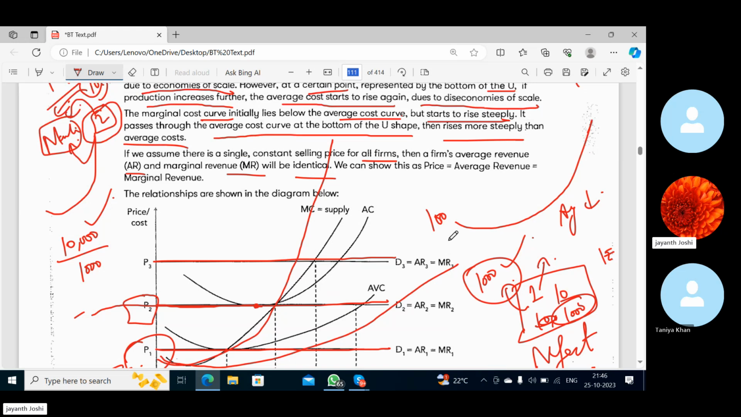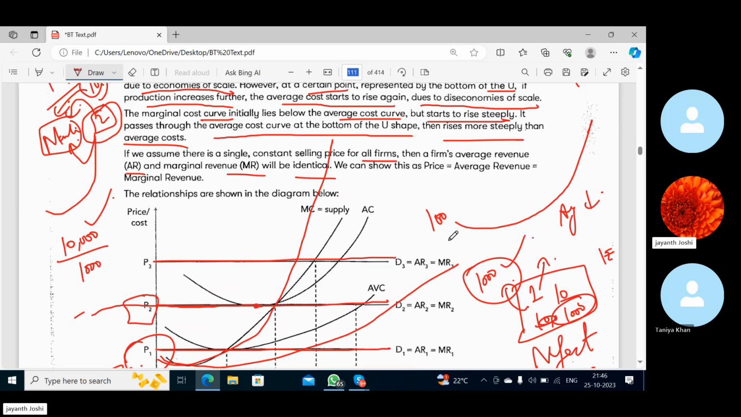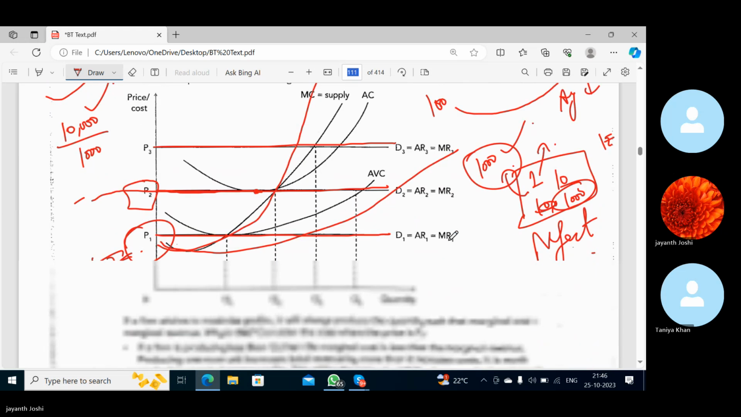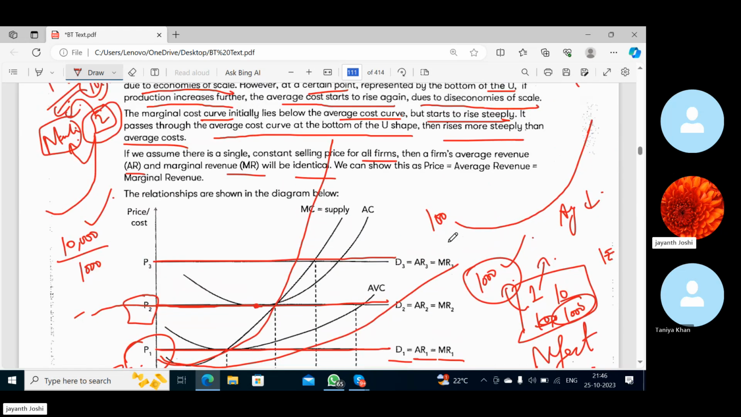So what they are saying is, if we assume a single constant selling price for all firms, which is a feature of perfect competition where all firms sell the goods at one single price, then a firm's average revenue is equal to the demand curve, which is equal to marginal revenue. They are all identical. That means for a single constant fixed price, there is firm A, firm B, firm C, firm D, all selling at 10 rupees. So the price is the same.